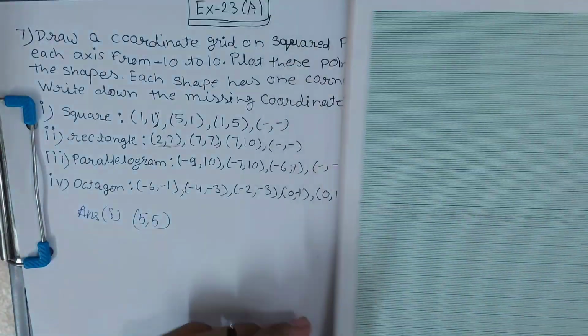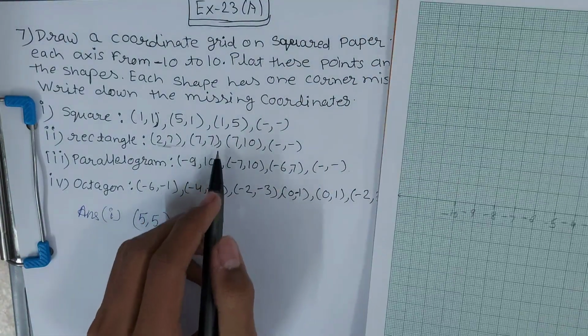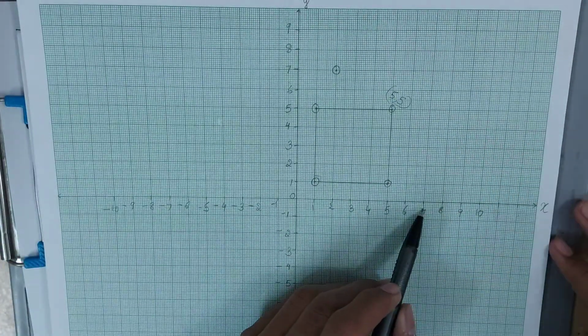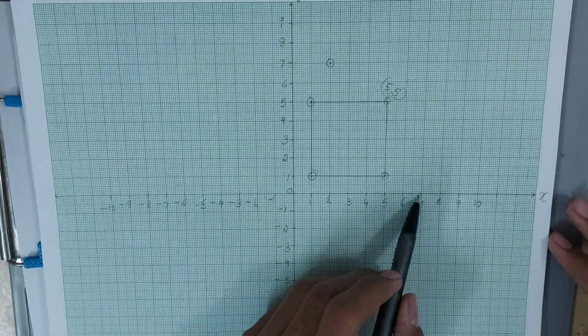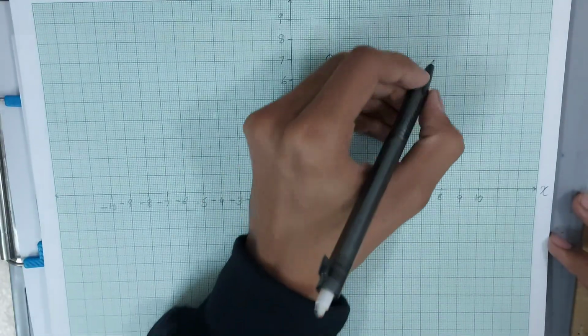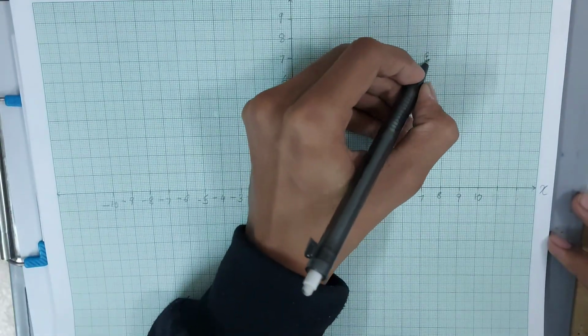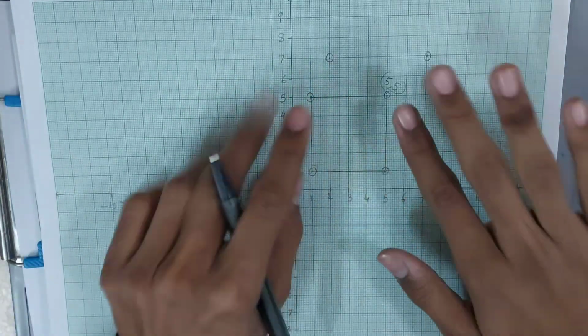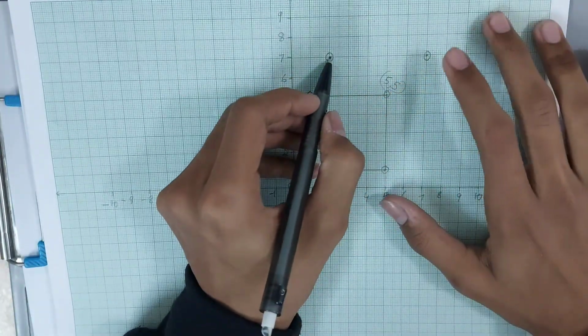Clear? Then you have 7, 7. Okay, so 7 on the x-axis, right? I hope it's visible. And then 7 on the y-axis, that is over here, right? That's it. Can you see? Forget about this square, it's gone. See this, 1 and 2.